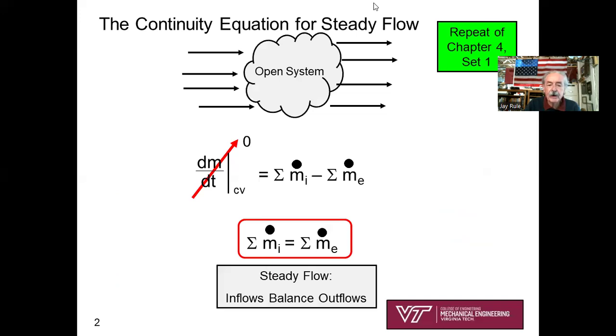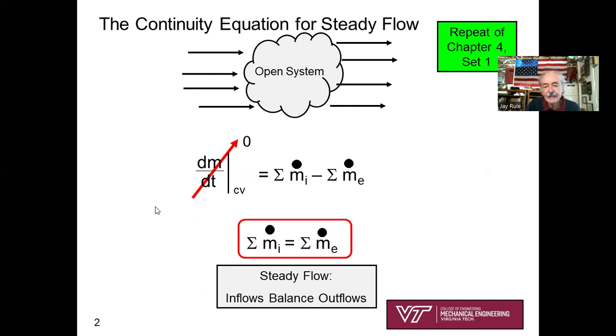So let's see, we've looked at the continuity equation. So this is chapter 1, set 1 of my videos. We have drawn a sort of a cloud as an open system and recognize it's an open system because we have a number of mass flows into and out of the open system. And so we wrote down the continuity equation in general.